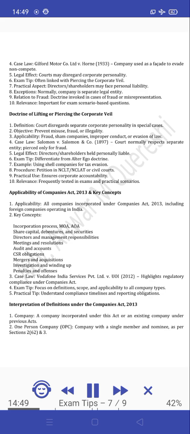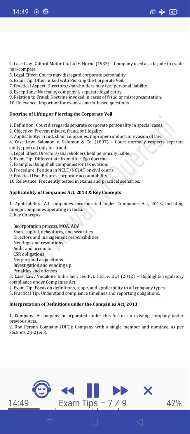Applicability of Companies Act, 2013 and key concepts. 1. Applicability. All companies incorporated under the Companies Act, 2013, including foreign companies operating in India. 2. Key concepts. Incorporation process, MOA, AOA. Share capital, debentures, and securities. Directors and management responsibilities. Meetings and resolutions.